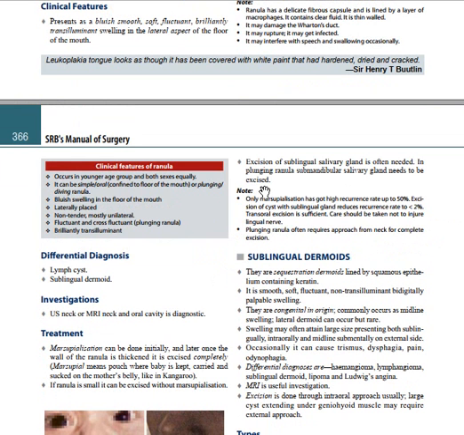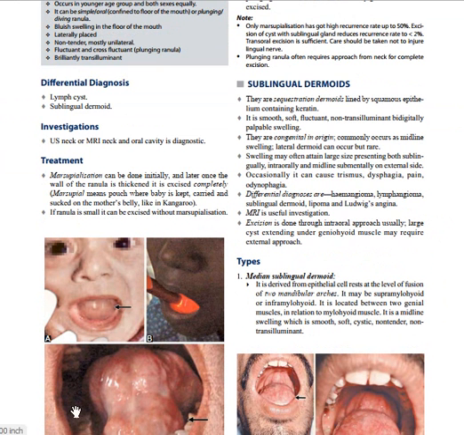Now, as a point to note, marsupialization has a high recurrence rate. If you just open the borders and then leave them open, you're going to have a recurrence in 50% of cases. While when you do excision of all these cysts, you have a recurrence of less than 2% of cases, and then you have to take care of the lingual nerve.